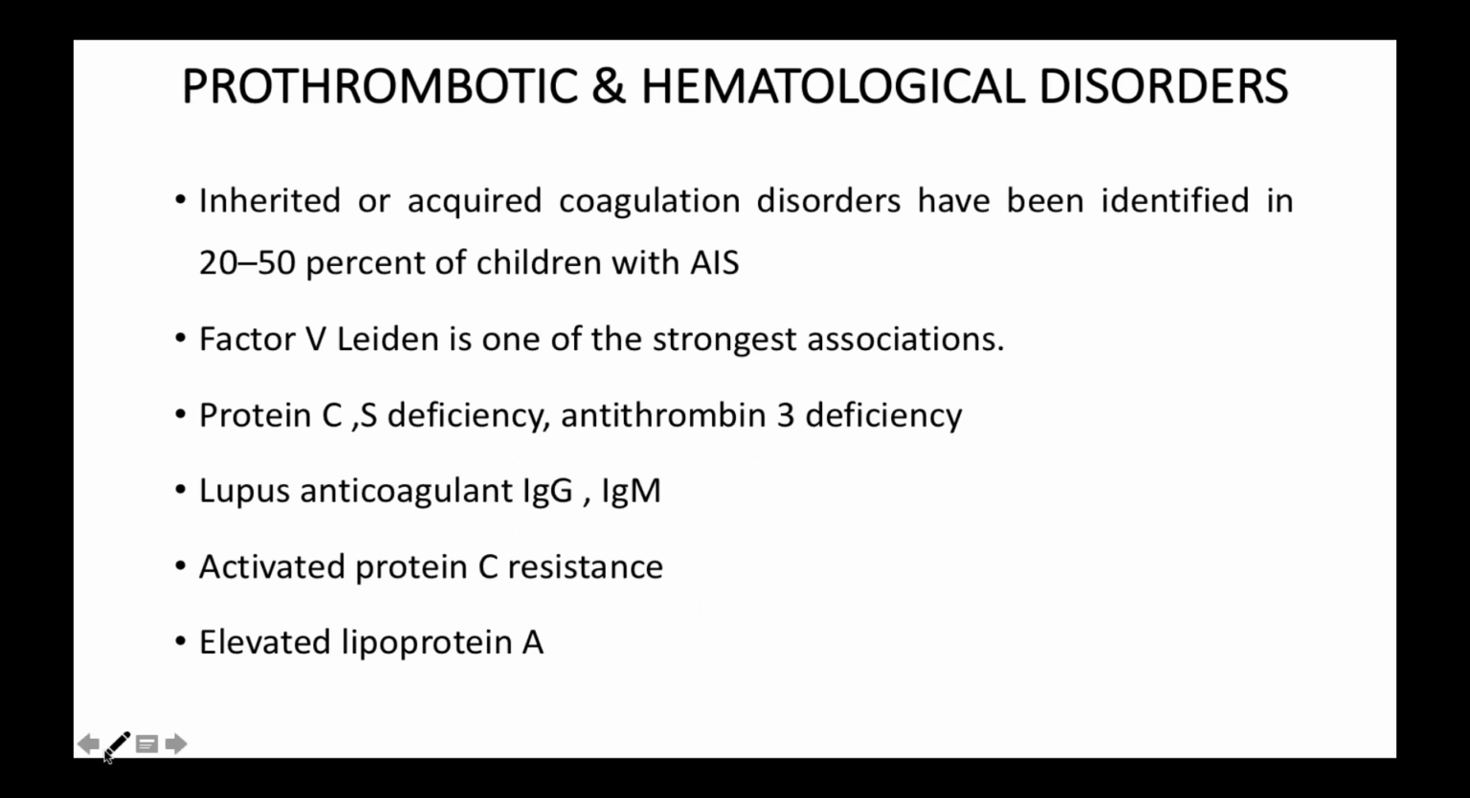The third and important cause is hematological disorders and prothrombotic conditions. This has been identified in another 25 to 50% of children with acute ischemic stroke. One of the strongest associations is factor V Leiden deficiency, along with protein C, S deficiency, antithrombin 3 deficiency, activated protein C resistance. All these things can lead to AIS.